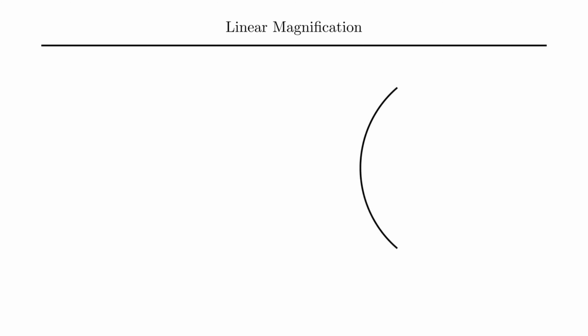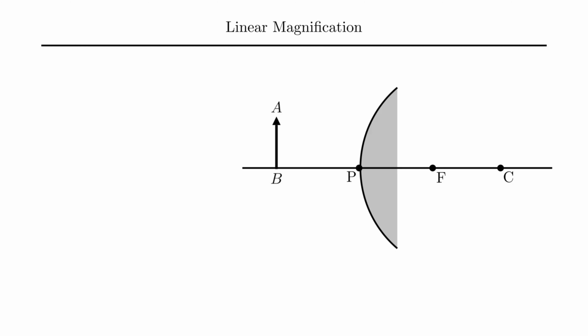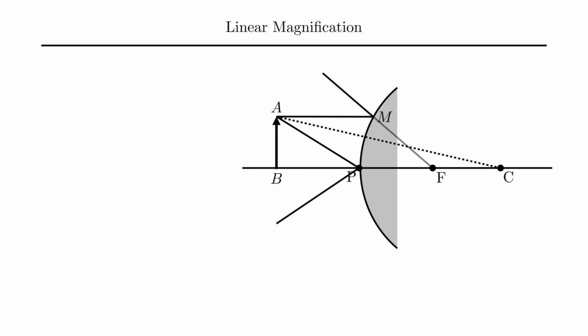For the case of a convex mirror, consider a convex mirror with pole P, focus F and center of curvature C. Object AB is placed in front of the mirror. A ray passing parallel to the principal axis diverges and appears to be coming from the focus. The ray incident on the center of curvature reflects back along the same path. The ray incident on the pole diverges in accordance with the laws of reflection. When produced backwards, these rays appear to meet behind the mirror. The virtual and erect image is formed at A'B'.